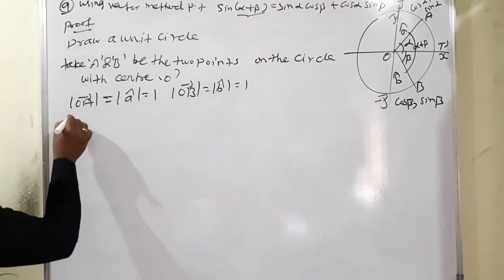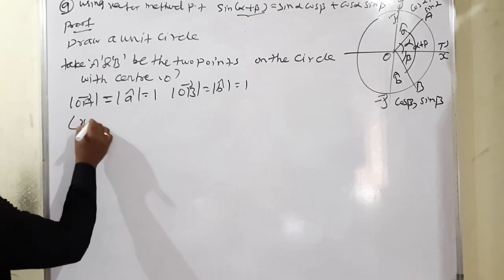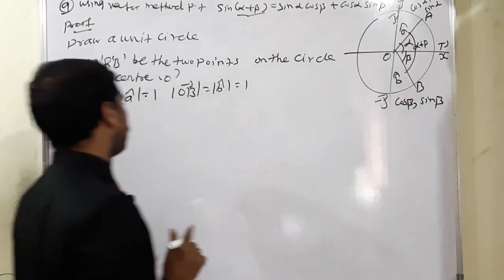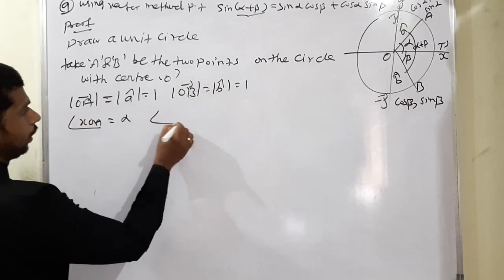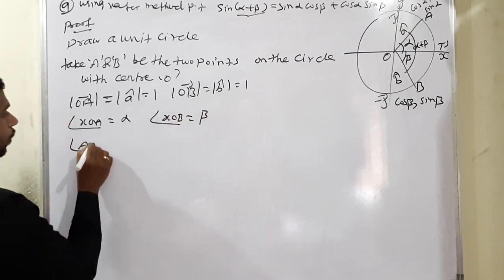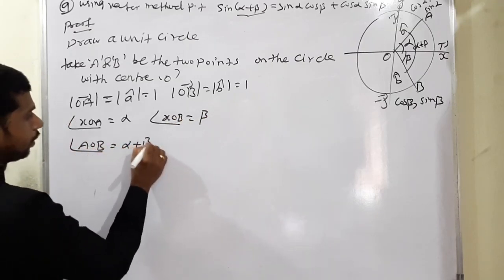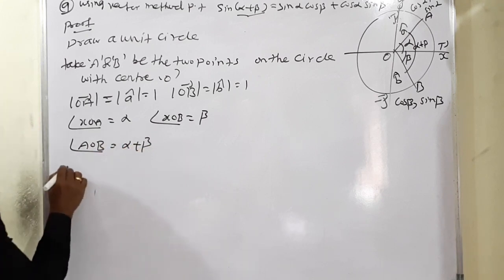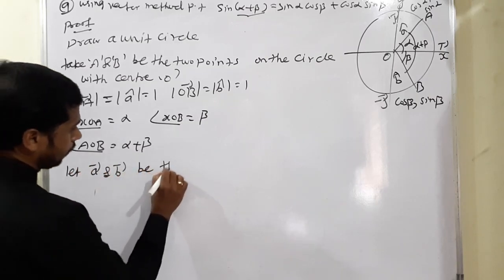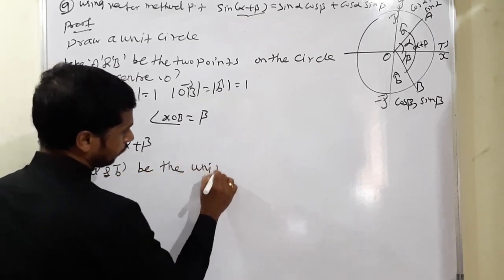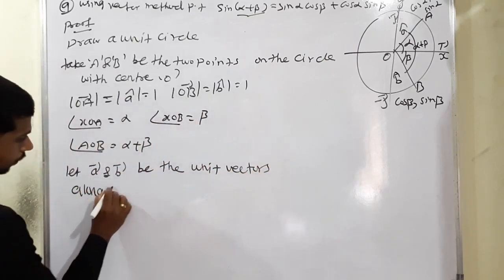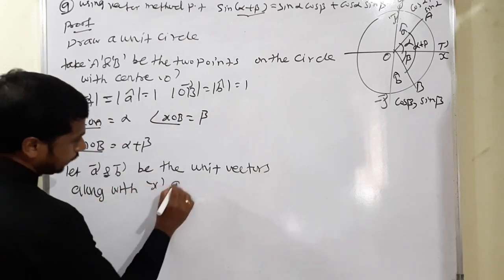Then one of the important conditions: angle XOA is called angle alpha. Then angle XOB is considered for angle beta. Then angle AOB is called alpha plus beta. Then let A vector and B vector be the unit vectors along the x-axis and y-axis.